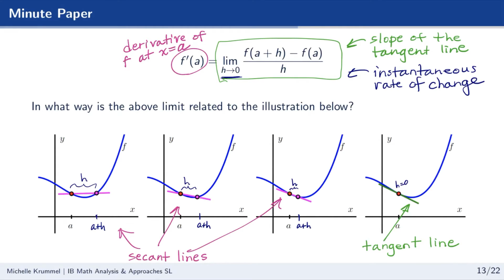The slope of the secant lines are giving us average rate of change. So as we move through the progression here, the average rate of change is getting closer and closer and closer to the instantaneous rate of change.